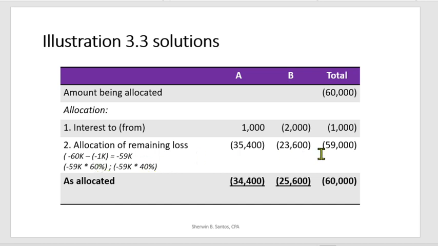So, 59,000 times 60% is 35,400 for A, and then for B, 23,600. So, add mo lang po ang allocation mo kay A ay 34,400 negative, then 25,600 negative for B dahil loss ang pinag-uusapan natin. So, yan po ang final answer natin dyan.